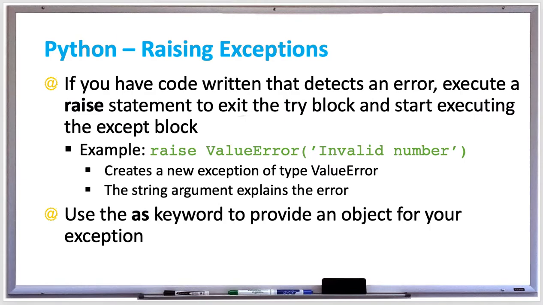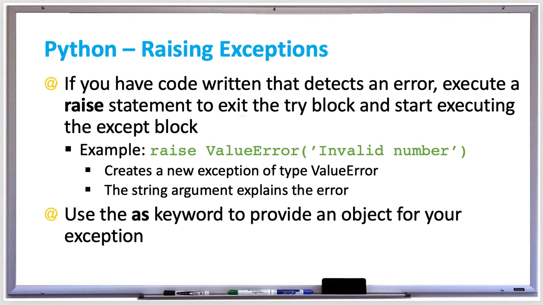When doing exception handling in Python and you have code written that detects an error, you can execute a raise statement to exit the try block and start executing the except block immediately. For example, if you had raise ValueError and you passed in some kind of message inside the parentheses, it will create a new exception of type ValueError, and a string argument will explain what that error is. And you can also use the as keyword to provide an object for your exception.